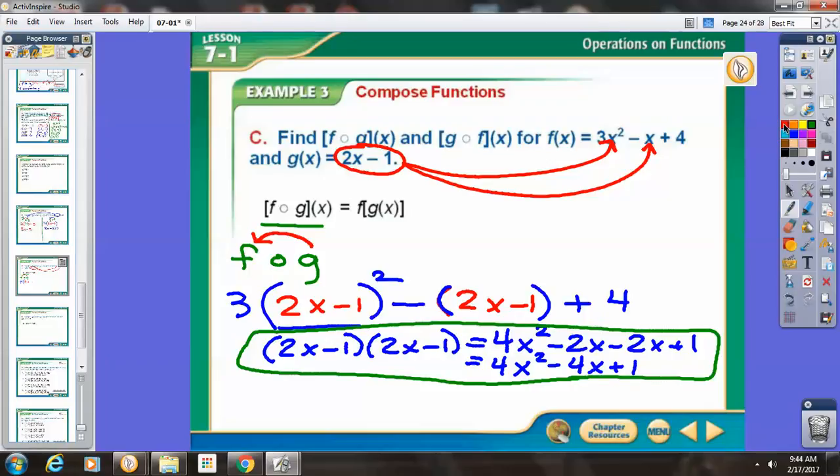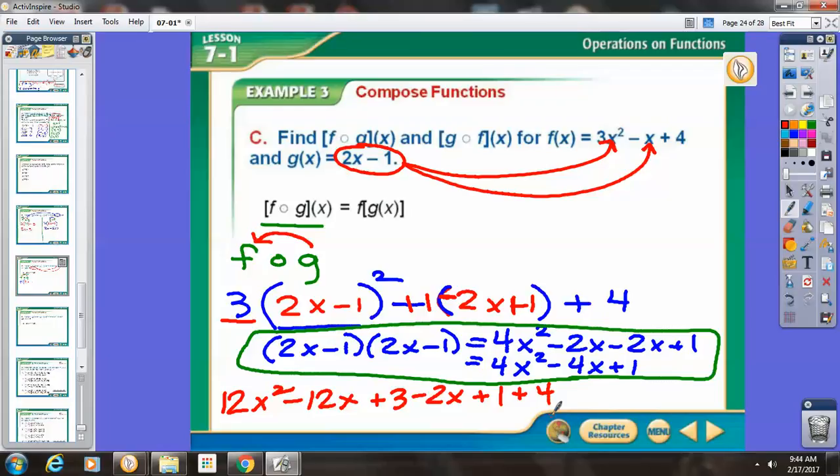Now what am I going to do with that answer? Multiply by 3, yep. Isn't there a times 3 here? So I'm going to go ahead and do that. 3 times 4x squared is 12x squared. 3 times negative 4x is negative 12x. And 3 times 1 is 3. Keep going. We've got a negative 1 here, so we're going to distribute a negative 1. Just make that a plus and change your signs. So negative 2x plus 1. And then I have plus 4.